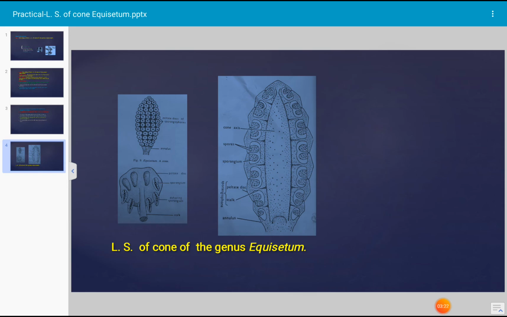This is the figure of longitudinal section of the genus Equisetum. This is all about the practical of longitudinal section of cone of Equisetum.